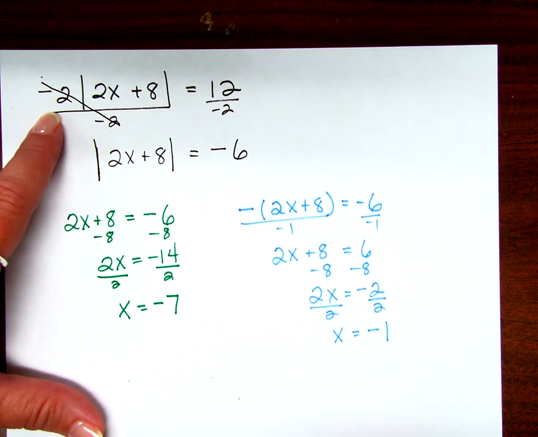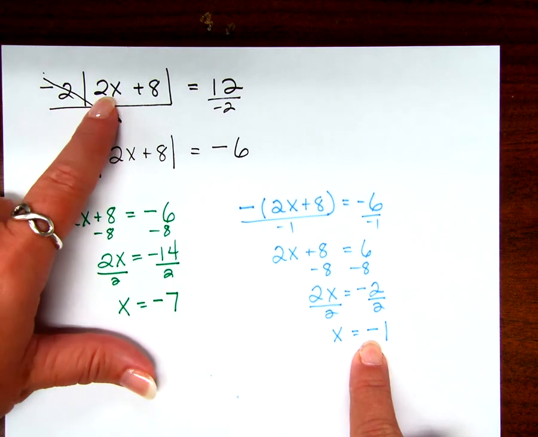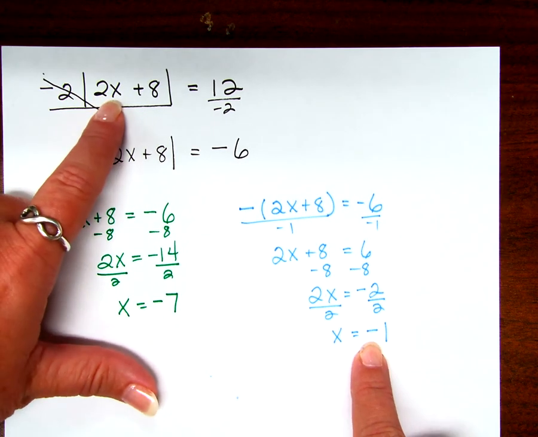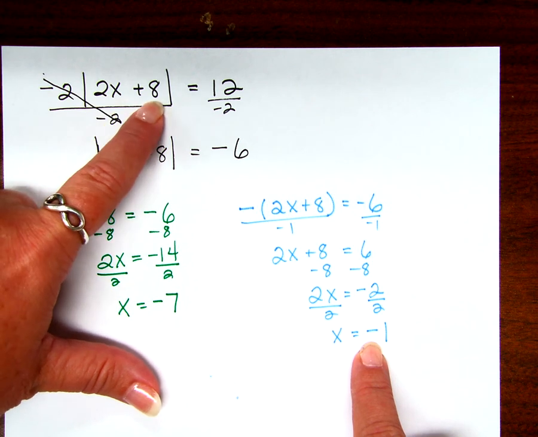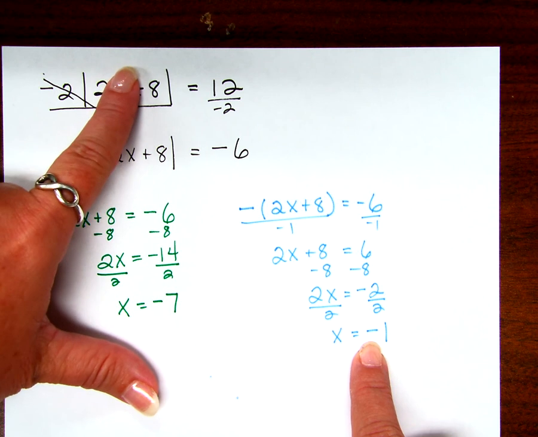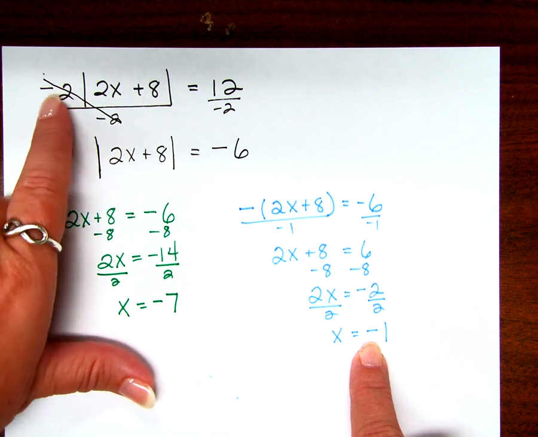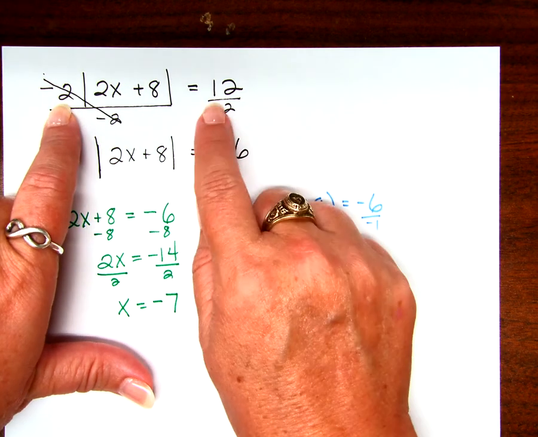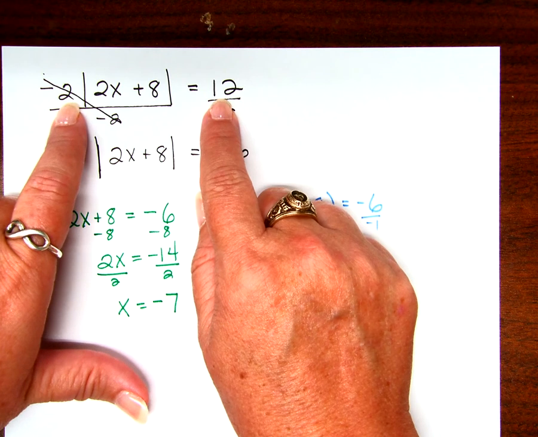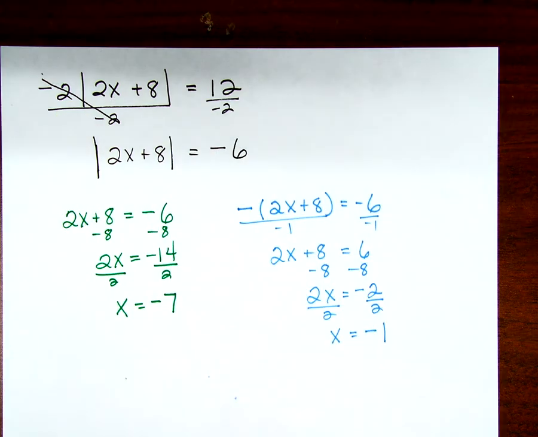Maybe the other one works? 2 times negative 1, negative 2. Negative 2 plus 8, 6. Absolute value of 6, 6 times negative 2. Does negative 12 equal 12? Did I do all the steps right?